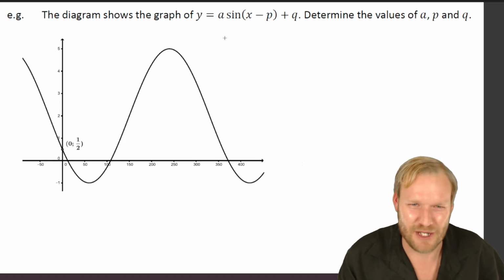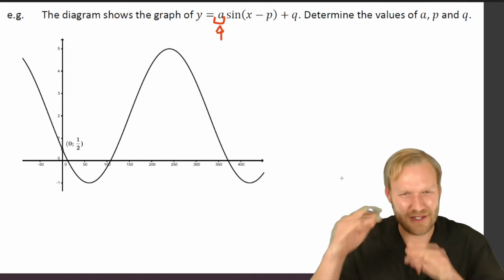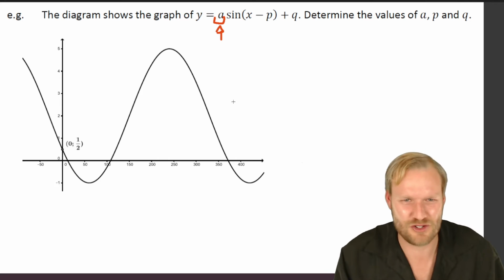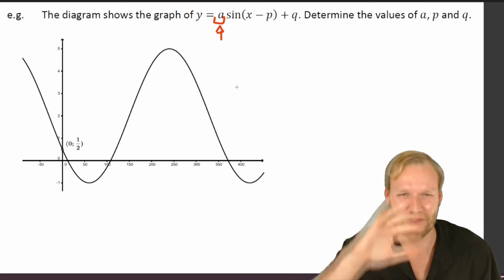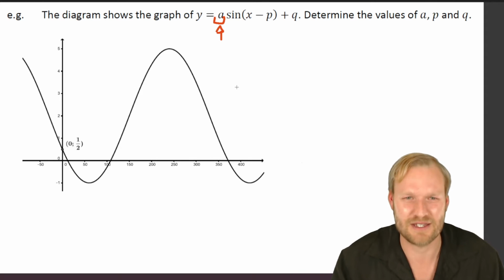So quickly here, A, what is the effect of A? Well, A kind of changes it, makes it stretch. Of course, it could reflect the graph as well. So if it's a negative, it could reflect it about the x-axis.